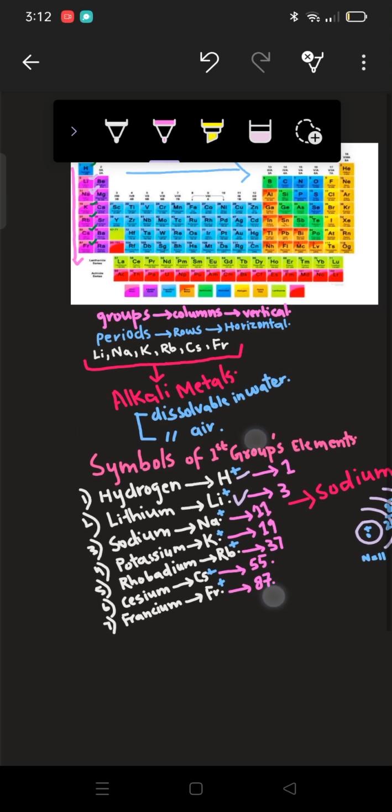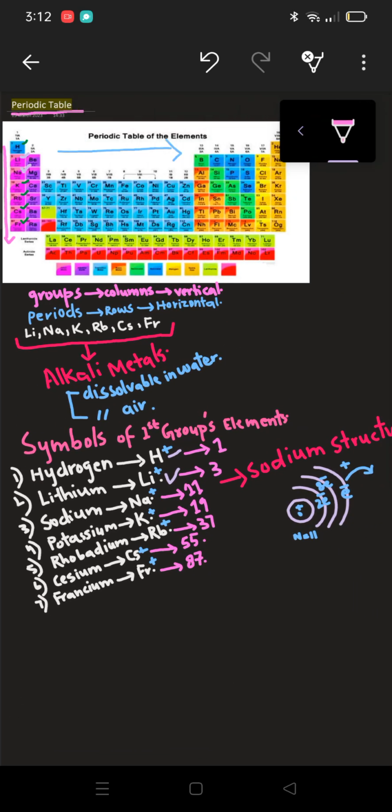Now we need to learn this. Like hydrogen's atomic number is 1, lithium's atomic number is 3, sodium's 11, potassium's 19, rubidium 37, cesium 55, and francium 87.